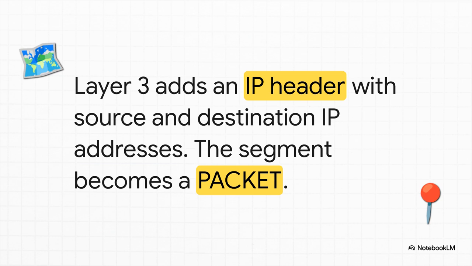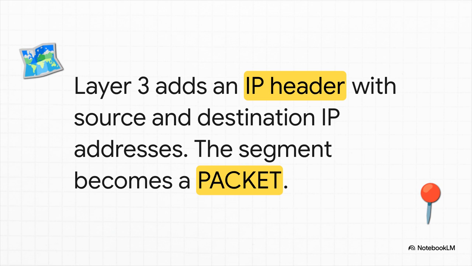Next, that whole segment gets passed down to layer 3, the network layer. And what does it do? It wraps it in another envelope, an IP header. This one contains the big, important addresses, the source and destination IP addresses.